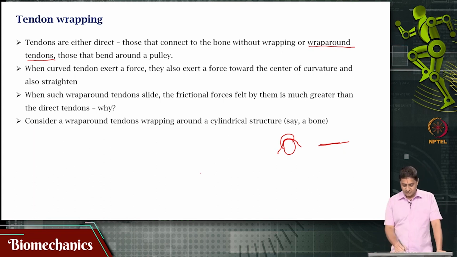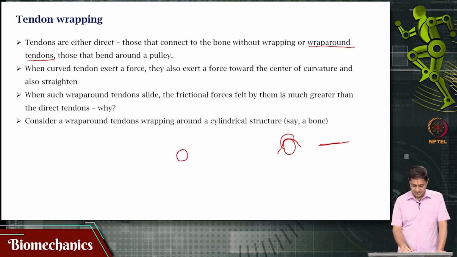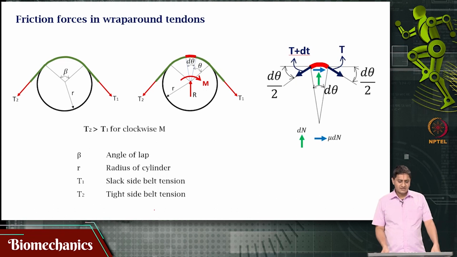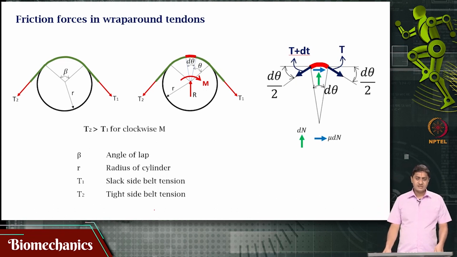Okay. So, let us consider a cylindrical structure such as that one and a tendon that wraps around it and connects here and then another. So, one is the proximal end and the other is the distal end. And we are interested in studying forces that are felt or exerted by this tendon. Now, that situation can be modeled similar to a cylinder on which a belt has been wrapped around or wound around.